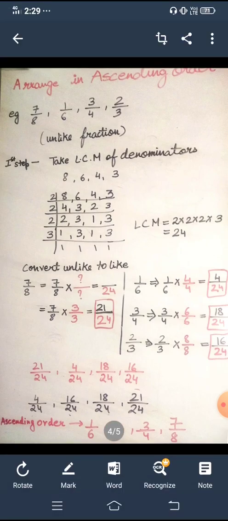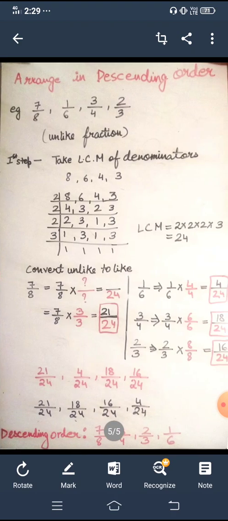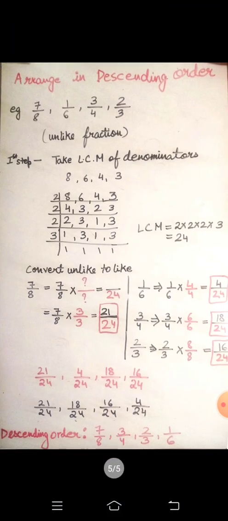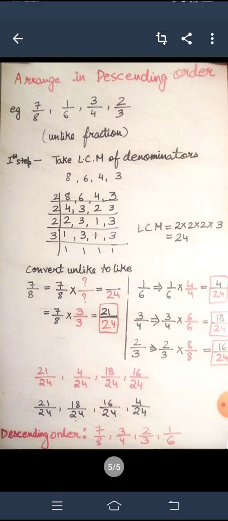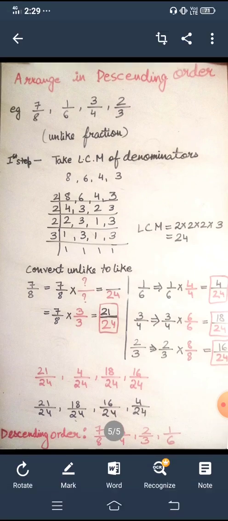Okay friends, let's come to descending order. Now, for descending order I have taken the same example. If you see 7 upon 8, 1 upon 6, 3 by 4 and 2 by 3, they are unlike fractions. First we have to convert them into like fractions. So first we have to take the LCM of the denominators. I have taken the LCM. Then again I will convert each of the fractions into a like fraction by taking the LCM as the denominator. So I have done that.